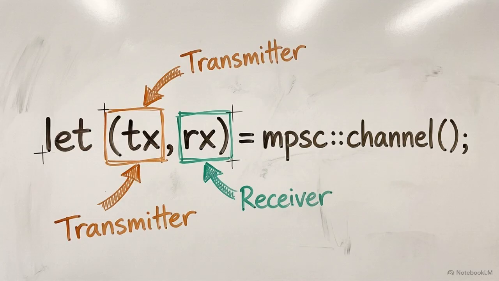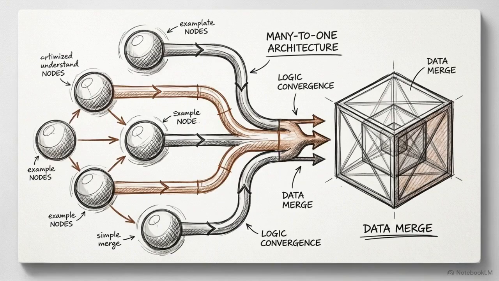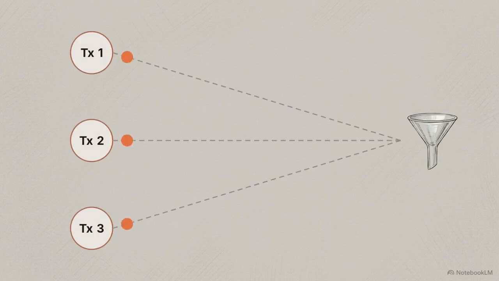This code snippet shows the basic channel instantiation. Calling the mpsc channel function returns a tuple containing two halves, a transmitter, assigned to the variable tx, and a receiver, assigned to rx. The acronym mpsc dictates the specific architecture of this pipeline. You can have multiple transmitting nodes sending messages, but they all feed into exactly one single receiving node.